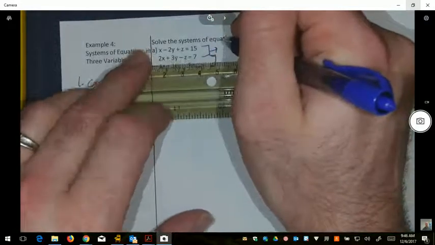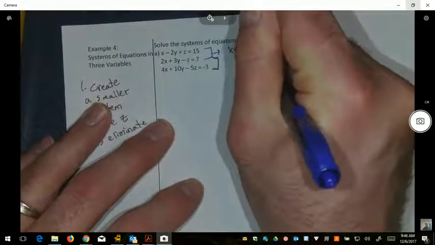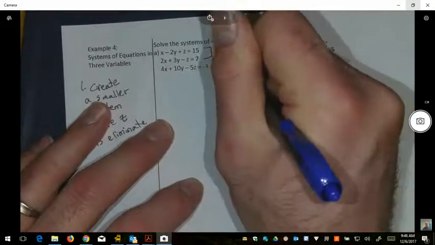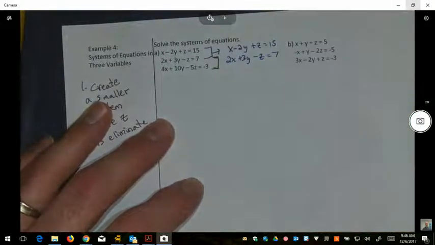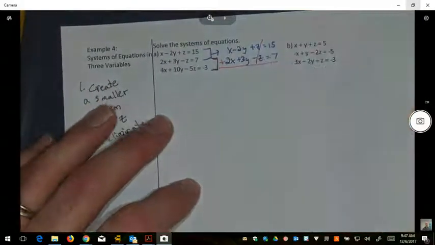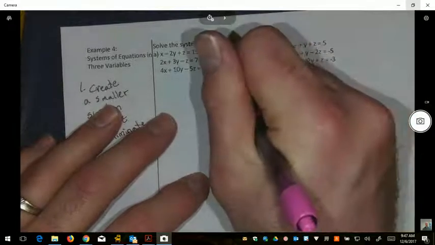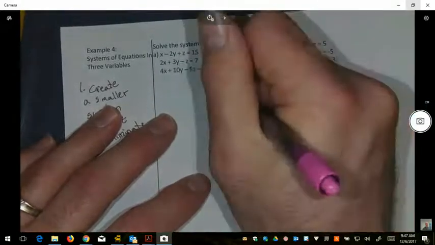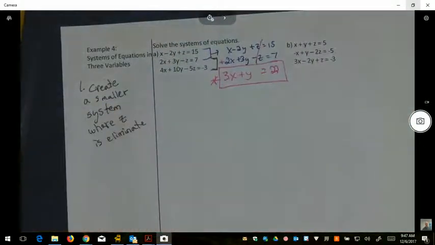So I'm going to add those 2. I'll write it out so you can see it. This is x minus 2y plus z equals 15, and 2x plus 3y minus z equals 7. I'm going to add them up vertically. Z goes bye-bye. We are left with 22 on the right-hand side of our equation, 3x plus y on the left-hand side of the equation. This is part of our system within the system, part of our smaller system.